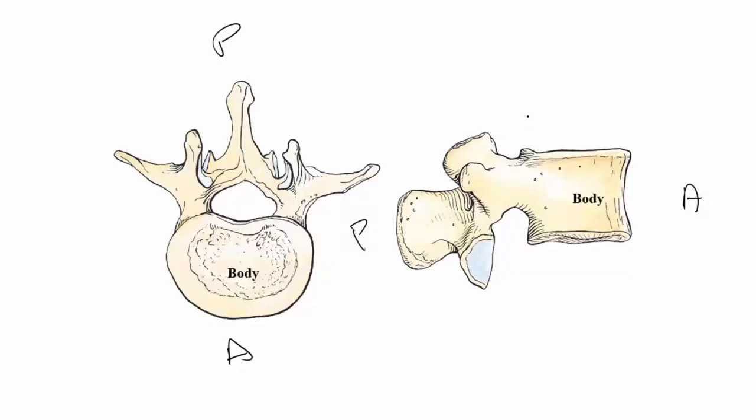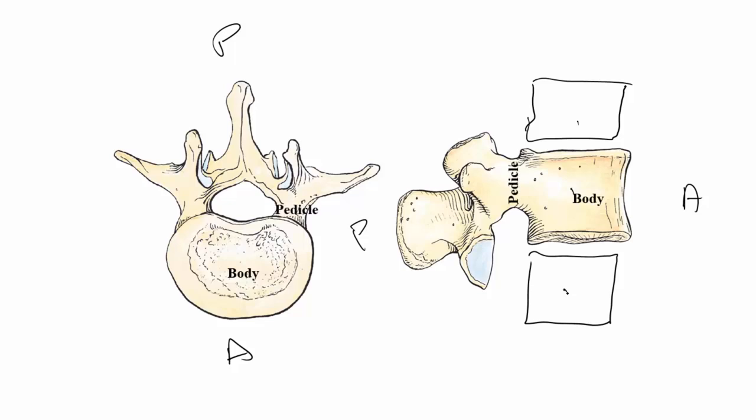So an adjacent vertebral body, for example, would be up here, and of course then another down below. So these will be stacked on each other and again support about 75 to 80% of our body weight. Projecting posteriorly from the body will be paired pedicle elements. So we can see one on each side projecting posteriorly again from the body.